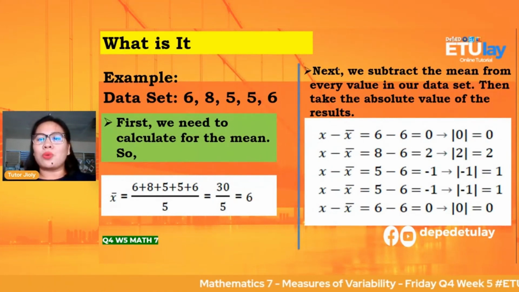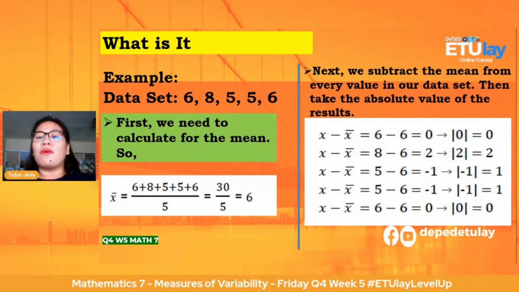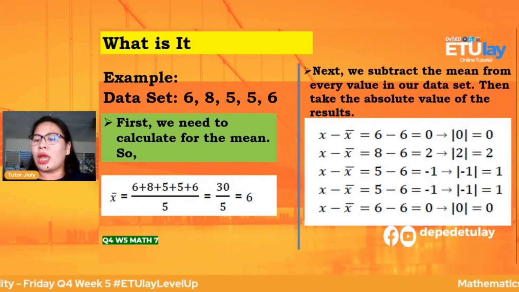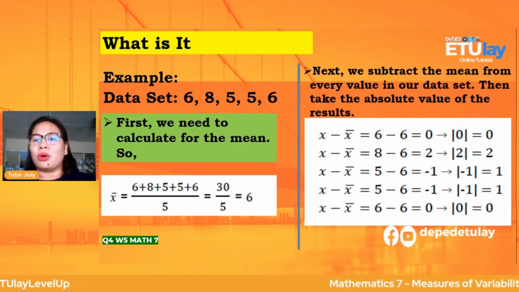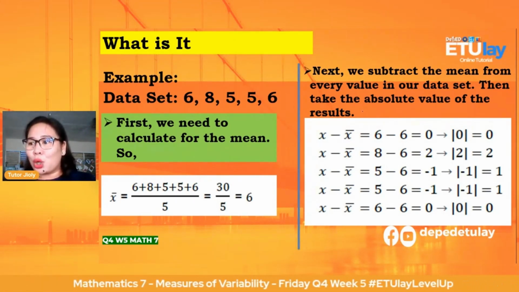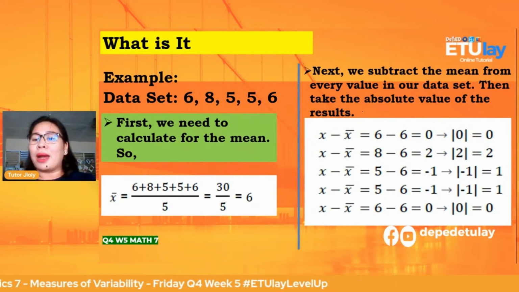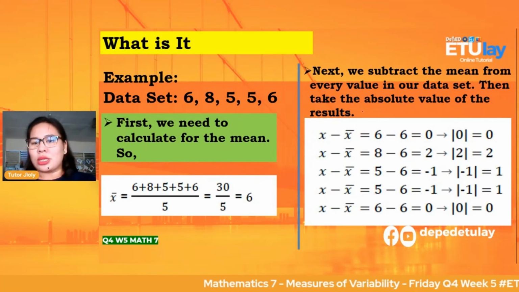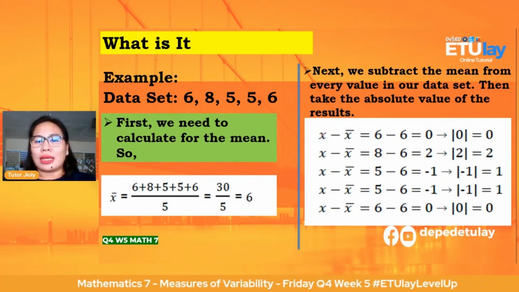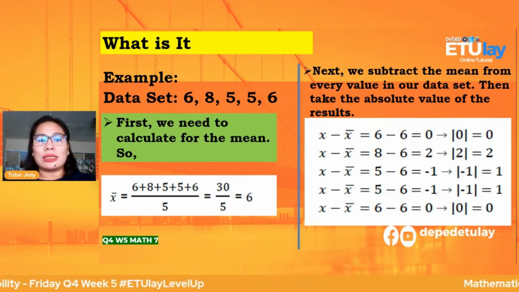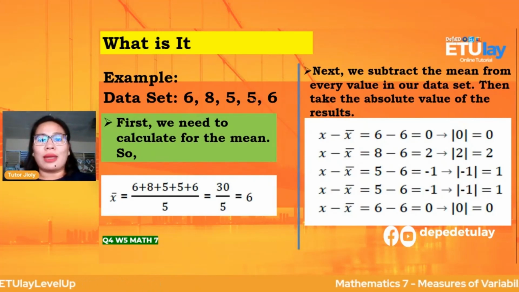Next, we subtract the mean from every value in our data set, then take the absolute value of the results. Why we need to get the absolute value of the results of our given data? Kasi wala naman tayong negative na sagot. So kaya, kailangan para maging positive yung sagot natin, we need to get the absolute value of the answers. So we have the X. Yung X natin, ito yung data natin. So ang set of data natin, again, 6, 8, 5, 5, 6.